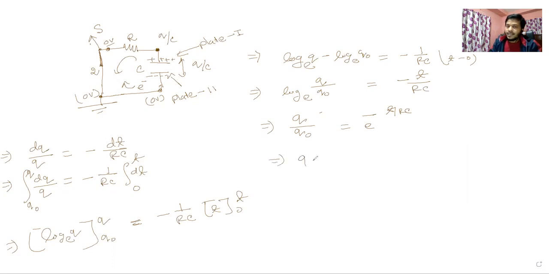Then q equals q naught e to the power minus t by RC. So this is the equation for the amount of charge stored on the capacitor at any time t. Of course, this charge will vary over time. Initially there will be a lot of charge, and gradually the charge on the capacitor plate will decrease. So we can say that the charge on the capacitor plate is a function of time. We can write it this way: q is a function of time.